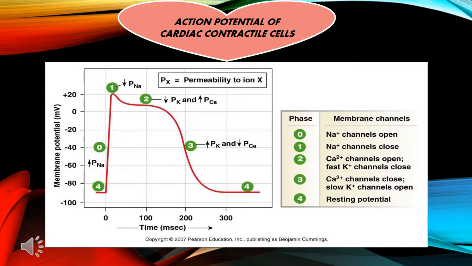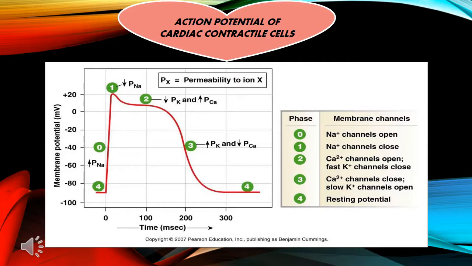Okay, now I'm going to explain about action potential of cardiac contractile cells. The first phase is phase 4. Phase 4 is actually the resting membrane potential, where the myocardial contractile cells have a stable resting potential of about negative 90 millivolts.